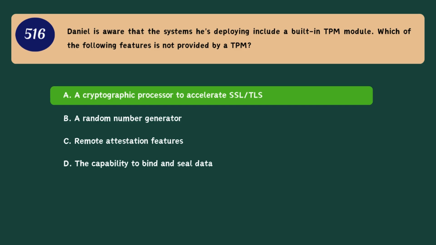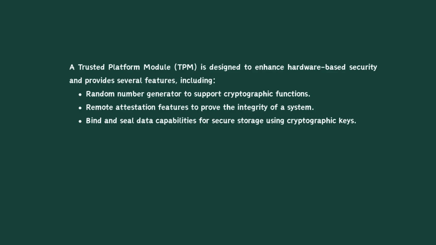Correct answer: A. A cryptographic processor to accelerate SSL/TLS. A Trusted Platform Module, TPM, is designed to enhance hardware-based security and provide several features, including a random number generator to support cryptographic functions, remote attestation features to prove the integrity of a system, and bind and seal data capabilities for secure storage using cryptographic keys.